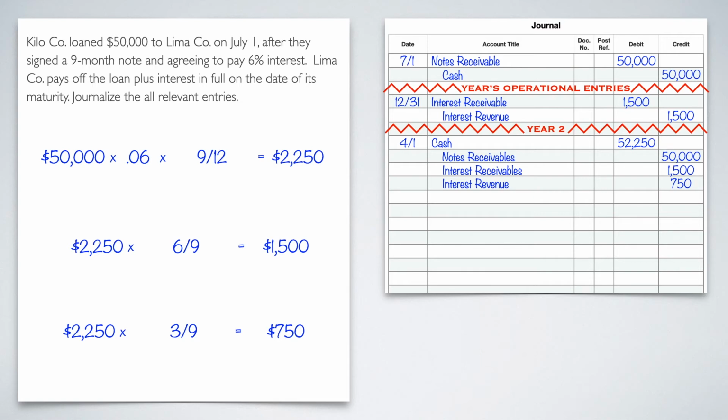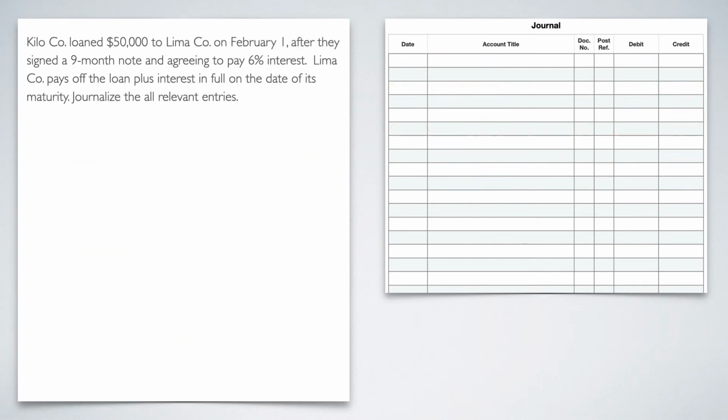So we're still dealing with Kilo Company and Lima Company, but look at this information. It says that it was on February 1st that Lima signed a 9-month note and agreed to pay 6%. Lima pays off the loan plus the interest in full on the date of its maturity. So this time again, we're going to do 2-1, notes receivable, 50,000, cash, 50,000. That doesn't change. But this is a 9-month note that started on February 1st, which means that we're not going to pass December 31st. So we do not have to stop and do an adjustment in the middle.